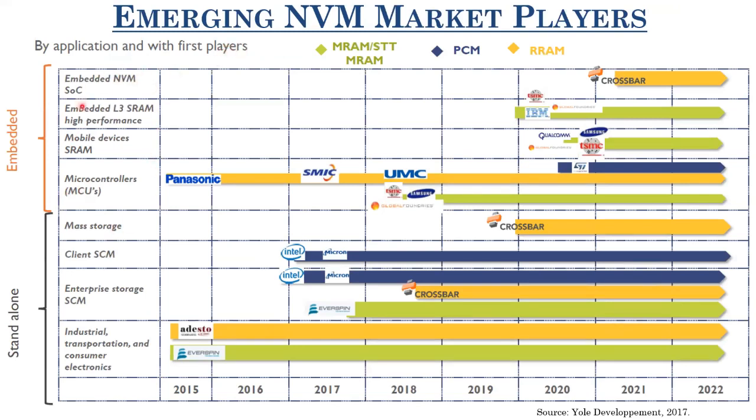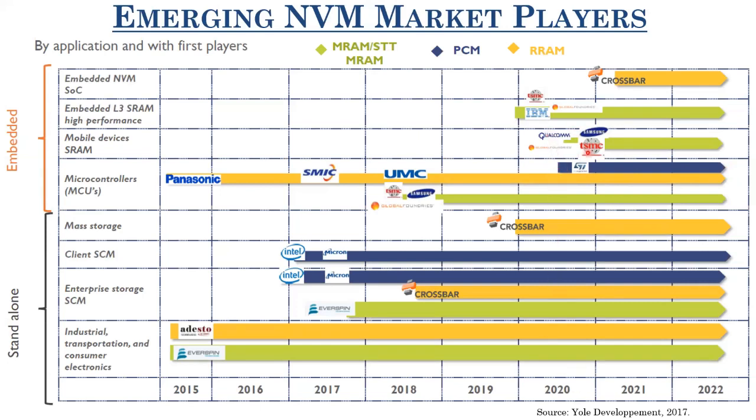For embedded applications, Panasonic started work on RRAM-based microcontrollers, microcontrollers which had RRAM-based memories. SMIC continued it, and now UMC has taken over, and they are working on RRAM-based embedded storage for microcontrollers. ST, as I told, started its PCM-based embedded memory in 2020.